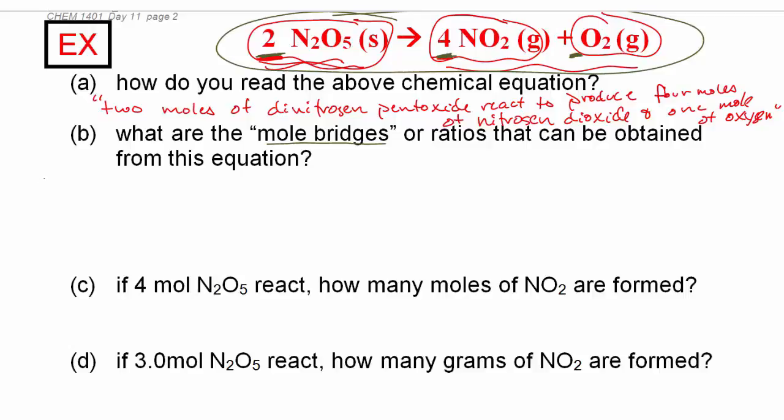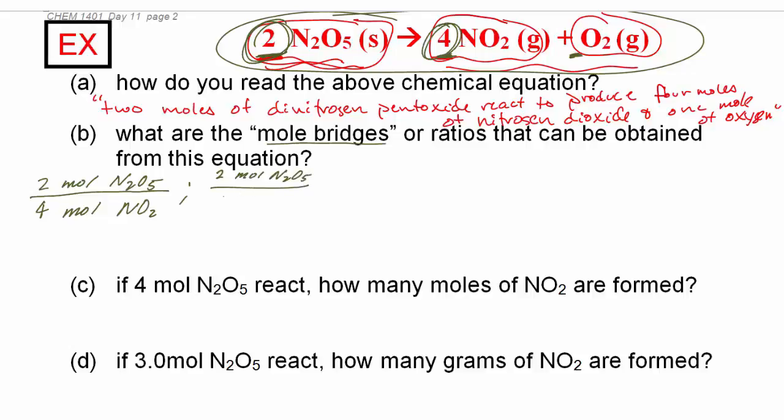So what are a bunch? We could say there's 2 moles of dinitrogen pentoxide for every 4 moles of nitrogen dioxide. So all I'm doing is taking these mole ratios. What else could I pick out? I could pick out 2 moles of dinitrogen pentoxide for every 1 mole of oxygen. Or I could say 4 moles of nitrogen dioxide for every 1 mole of oxygen.